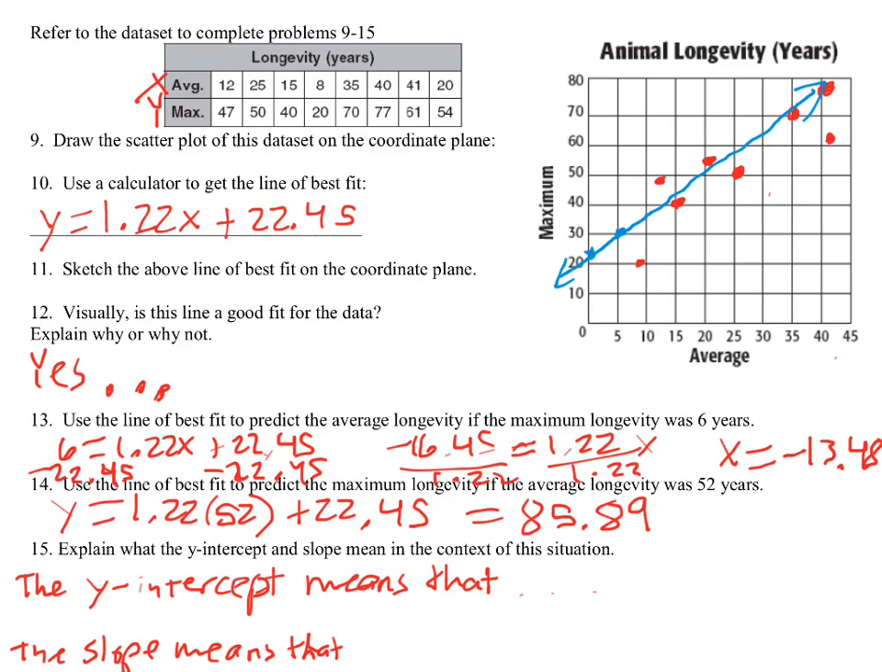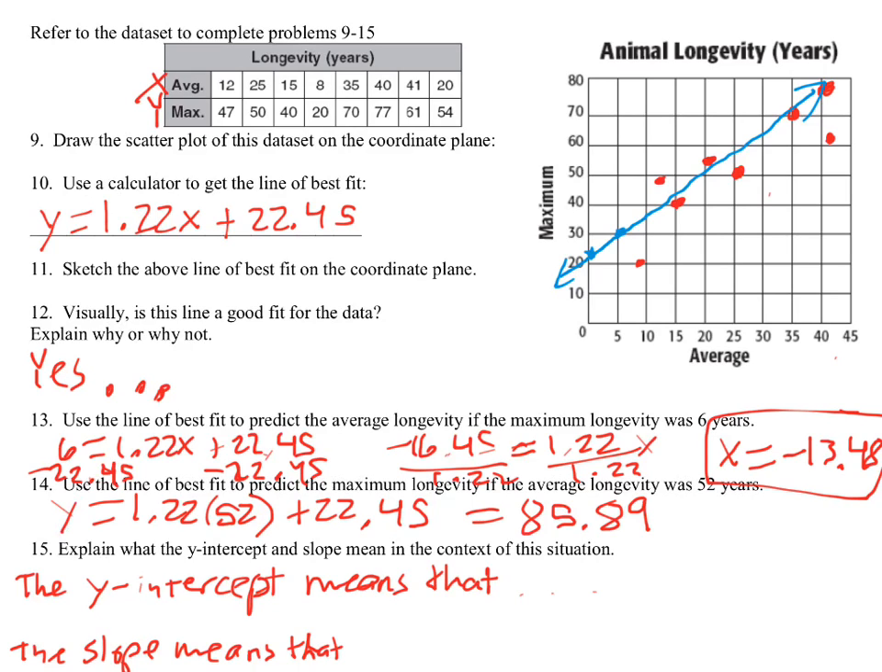So this is drawing on your solving equations knowledge. You need to subtract the 22.45 from both sides, and that's going to give you a negative number on the left, which is okay. Then you need to get rid of the number that's in front of the x, so we're going to divide both sides by 1.22, and when you do that, you're going to get 13.48 there, and your x value is going to be about that.